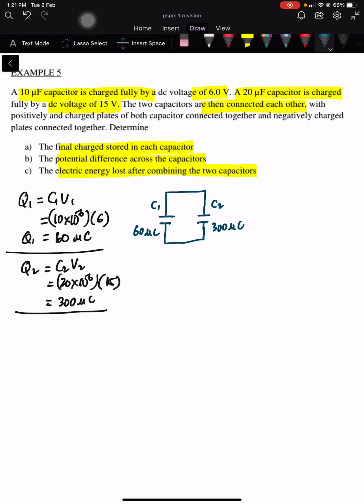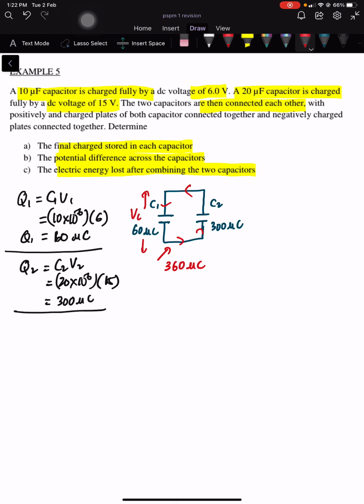So sekarang ni kita sambungkan dua-dua capacitor tu. Okay, so satu capacitor ada 60 microcoulomb, satu lagi ada 300 microcoulomb. So saya nak tanya, sebelum proses ini berlaku, berapakah total charge dalam capacitor tersebut? Bila dah combine, so total charge ada dalam ni adalah sebanyak 360 microcoulomb. So 360 microcoulomb ni akan berjalan dalam circuit ni sampai bila? Sampai potential V1 dengan V2 ni adalah sama. So baru dia akan berhenti bergerak.